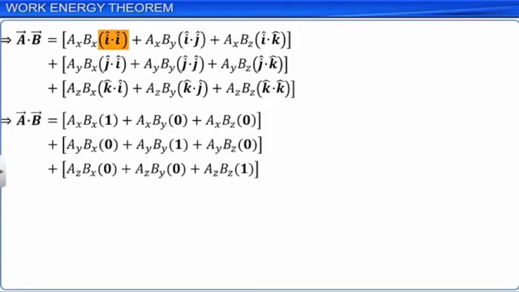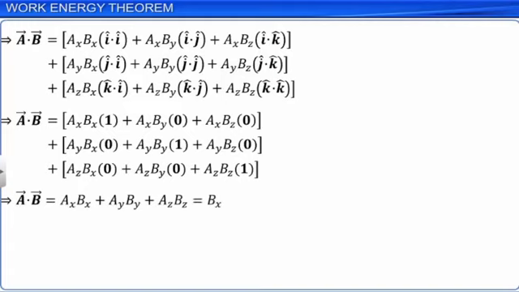Substituting the values of i dot i, j dot j and k dot k as 1 and the values of i dot j, i dot k, j dot i, j dot k, k dot i and k dot j as 0 and simplifying, we get A dot B is equal to AxBx plus AyBy plus AzBz.